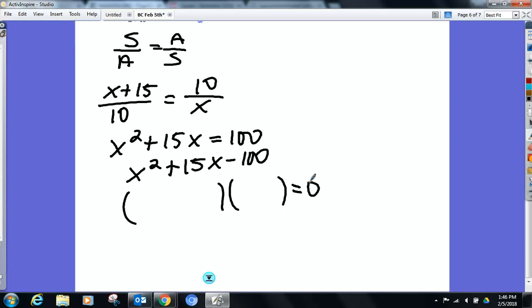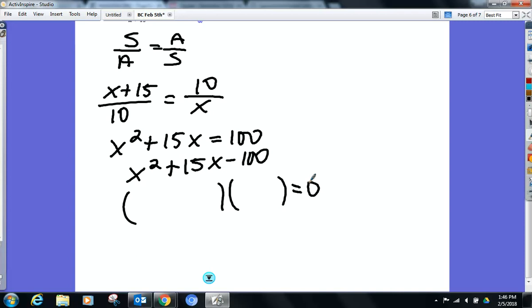Don't yell out anything. You guys that struggle with factoring, here's a tip. Start with the number you have to multiply to. What number do we have to multiply to? 100. So I start going 10 and 10. Why won't 10 and 10 work? There's no way I'm getting a 15 from 10 and 10.